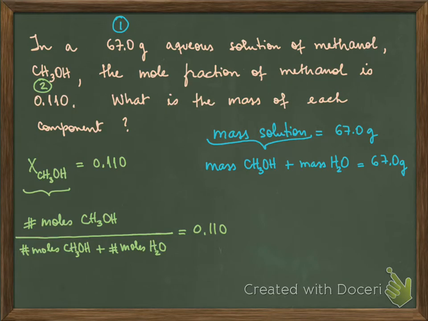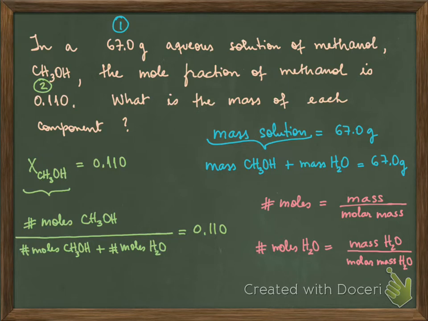We have to find now something that links the idea in green with the idea in blue. We need a link between mass and moles. The link comes from molar mass. So what I'm going to do next is to substitute number of moles by the ratio of mass over molar mass. So where I see number of moles of water, I'm going to substitute by mass of water over molar mass of water.